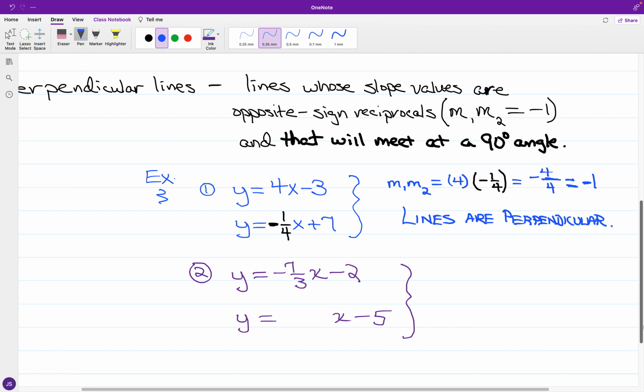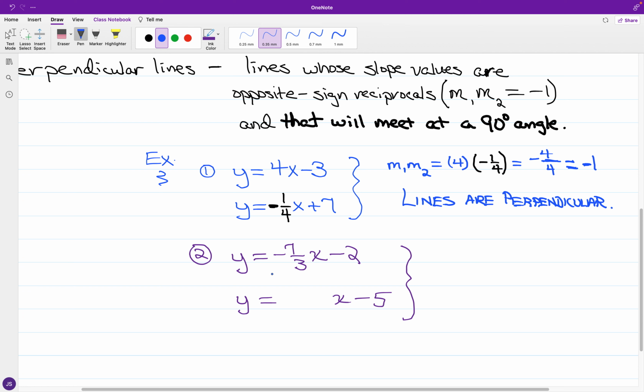Now for the next case. For this first line, again, the slope was negative 7/3. To have the next line run perpendicular, for the slope I'm going from a negative to a positive, and we're looking at the positive reciprocal of 7/3. So this will come out to 3/7.